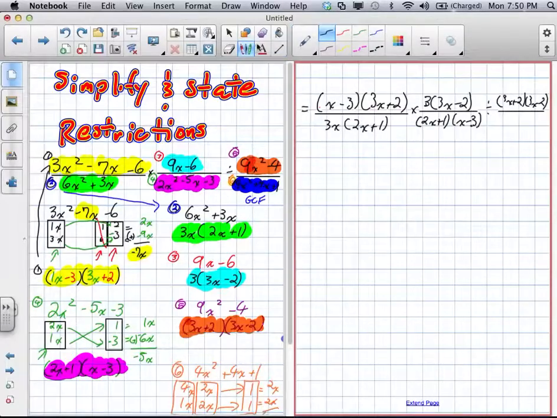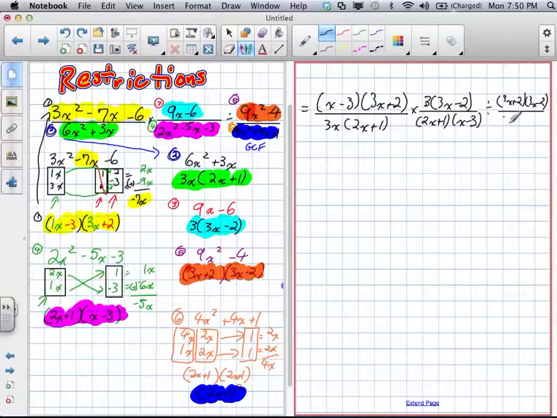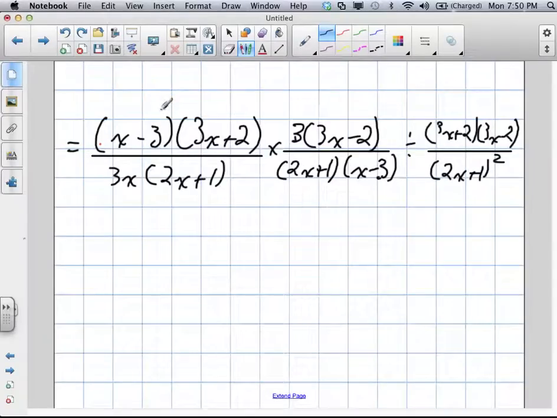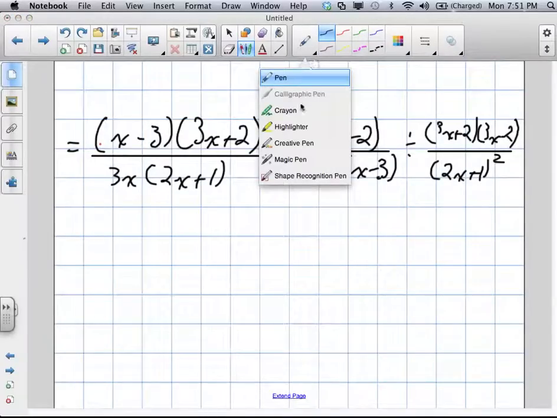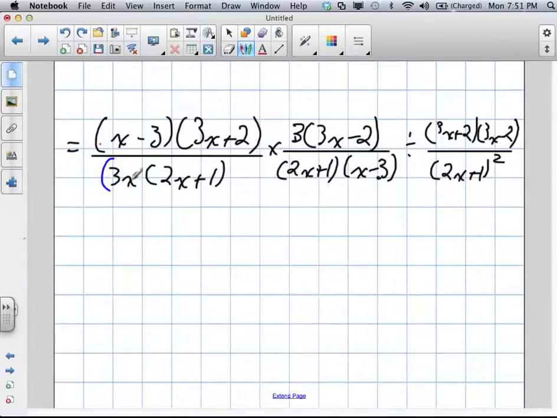Divided by 2x plus 1 squared. Finally. Okay. So a lot of work just to get to here. But we can state restrictions from here. What are my restrictions going to be? Essentially, none of these brackets can be equal to 0.